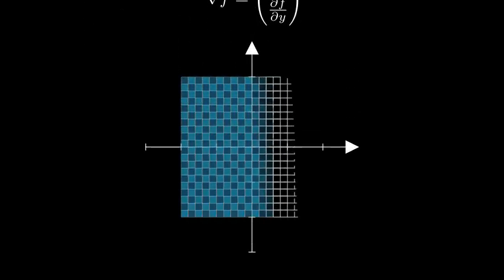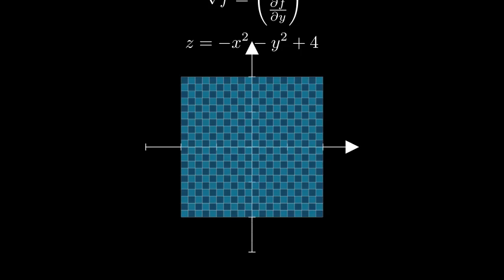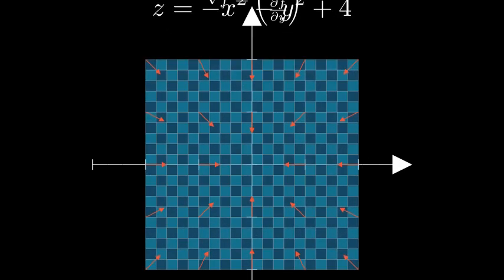Here's a function z equals negative x squared minus y squared plus 4, which represents a paraboloid opening downward. The arrows represent the gradient vectors at different points on the xy plane. Notice how they all point toward the center, which is the highest point of our function. As we get closer to the maximum point at the origin, you can see that the gradient vectors get smaller. Exactly at the maximum, the gradient becomes the zero vector. This is a crucial observation. At extrema, the gradient vanishes.